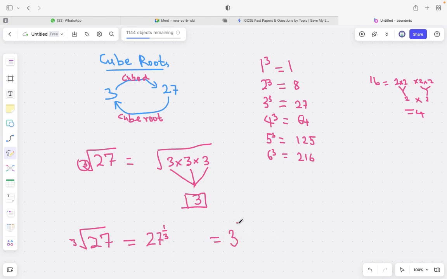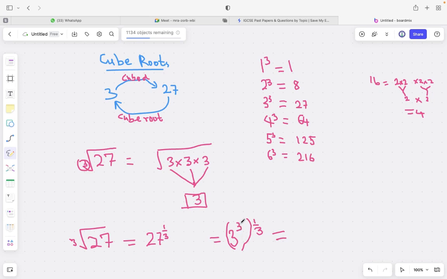So 3 raised to the power of 3, then multiply by 1 all over 3, this power, 1 all over 3. This 27 is this 3 to the power of 3. Then multiply by 1 all over 3. You see why the answer is 3 if you follow this indices way.